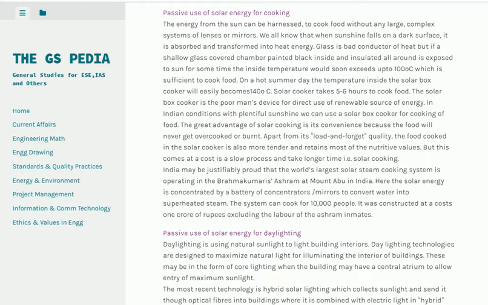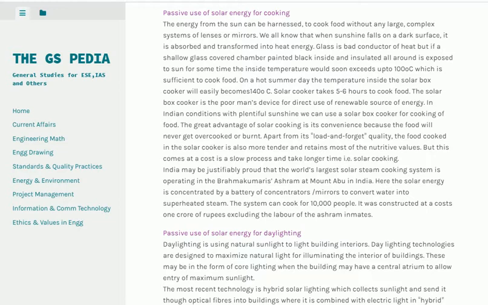The solar box cooker is the poor man's device for direct use of a renewable source of energy. In Indian conditions with plentiful sunshine, we can use a solar box cooker for cooking food. The great advantage of solar cooking is its convenience, because the food will never get overcooked or burned.